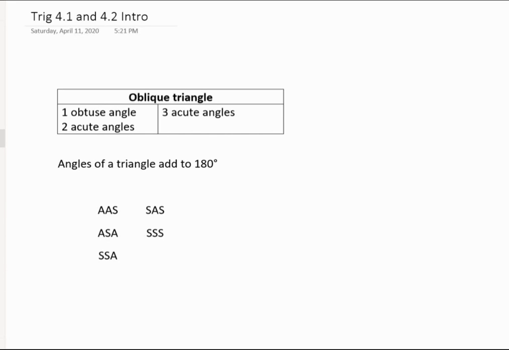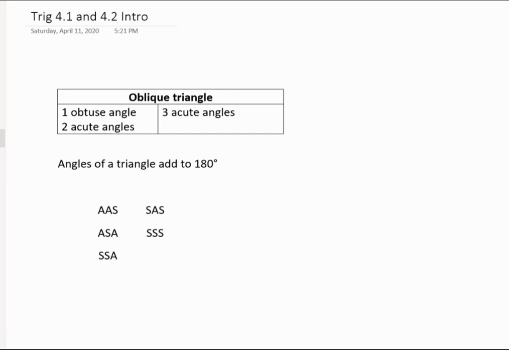Second thing that we need to remember is that the angles of a triangle add to be 180. So if you know the measure of two angles, you can easily find the third. And also note that the longest side is opposite the longest angle, the shortest side is opposite the smallest angle. And that's a good thing to keep in mind to help you check your work.